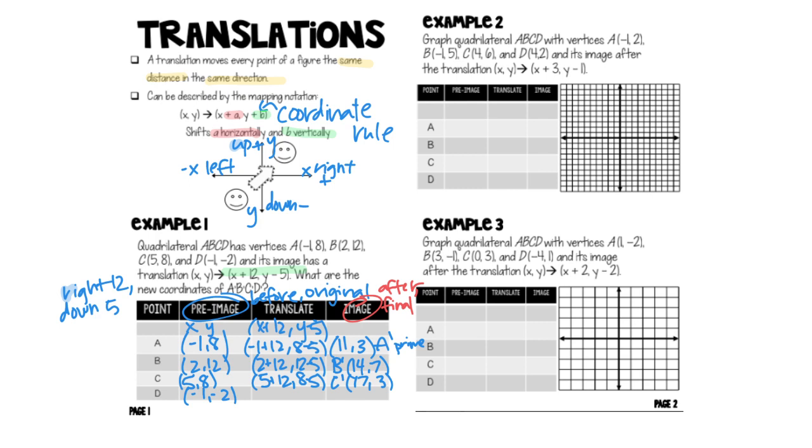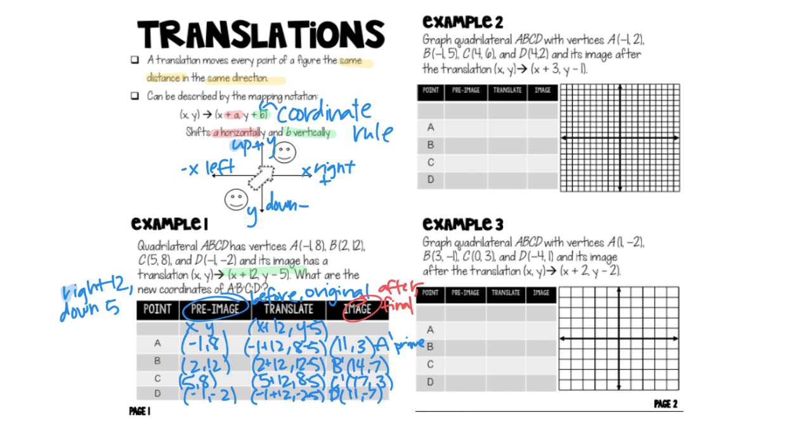And then finally for D, negative 1 plus 12. So every time adding 12, and negative 2 minus 5, every time subtracting 5. D prime is 11, negative 7. Make sure we have our prime mark there. Okay, we have two more examples to do this with.